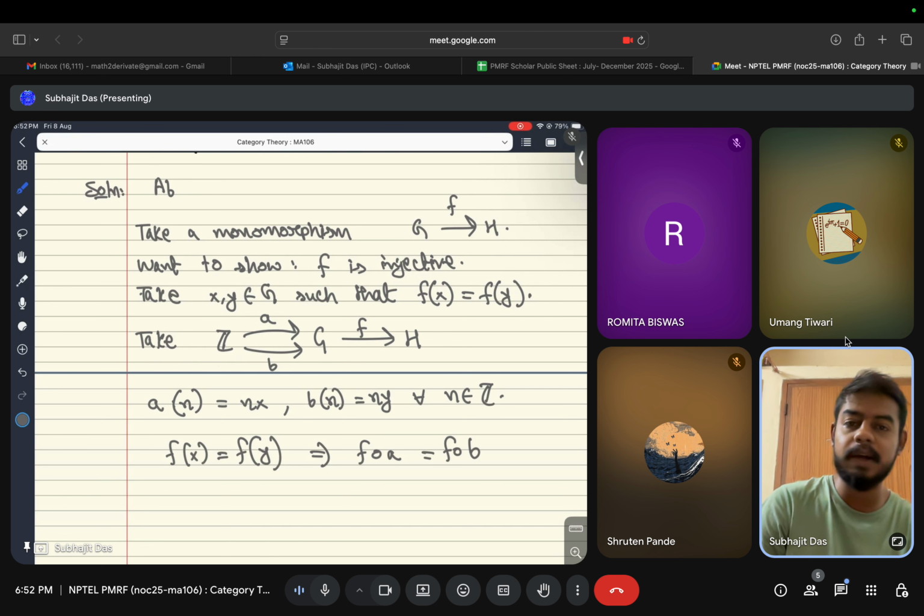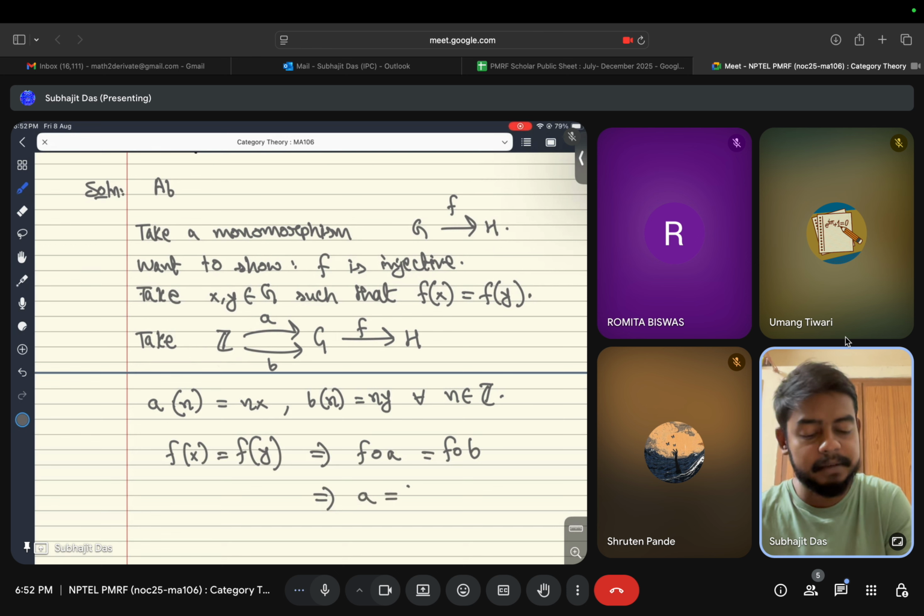And you can indeed check this. Two set maps are equal if they agree on every element of the source, right? What is the source? It's Z. So (f∘A)(n) is equal to f(nx). Since f is a group homomorphism, this is n times f(x), and f(x) is f(y). So that is n times f(y), which is f(ny), which is (f∘B)(n), right? So this equality holds for all n in Z, which implies that the maps f∘A and f∘B are equal. Now f is a monomorphism, which implies A equals B.